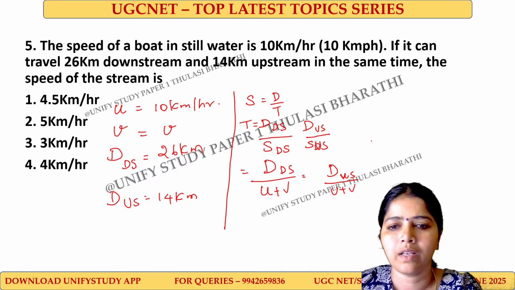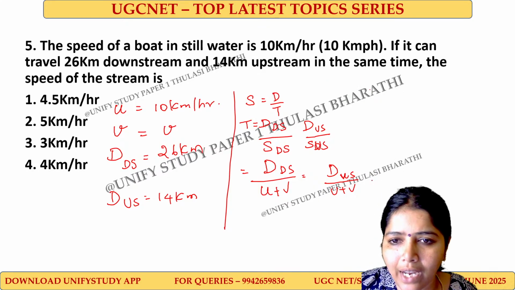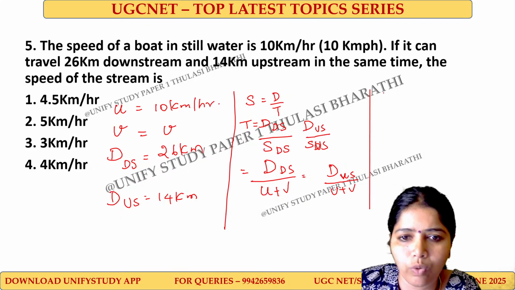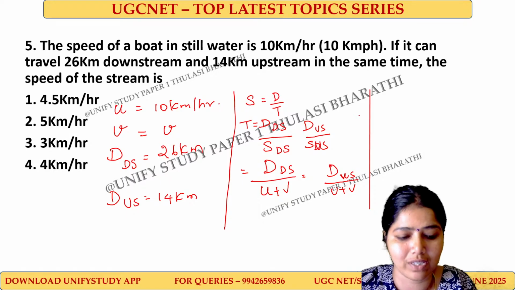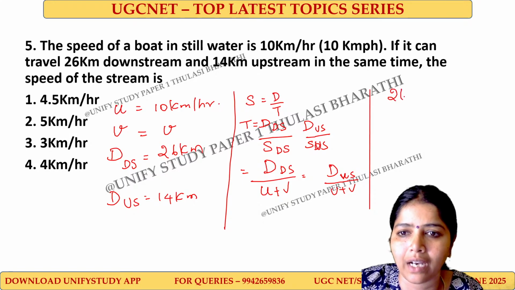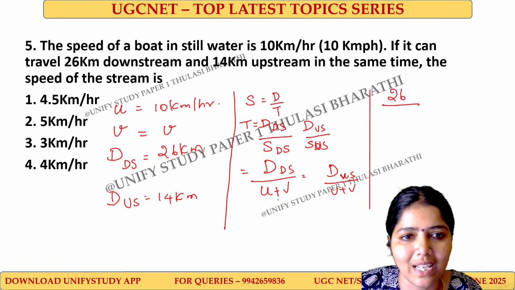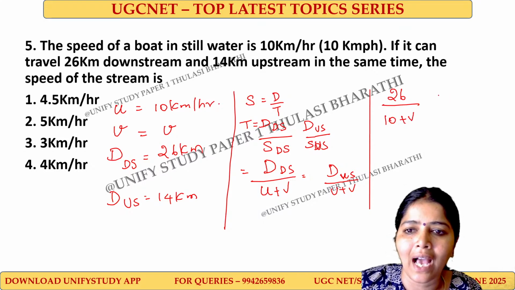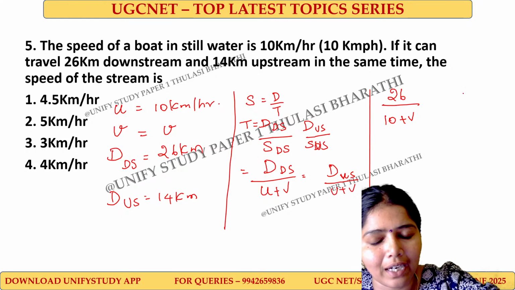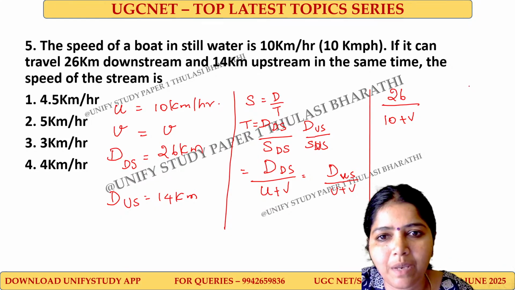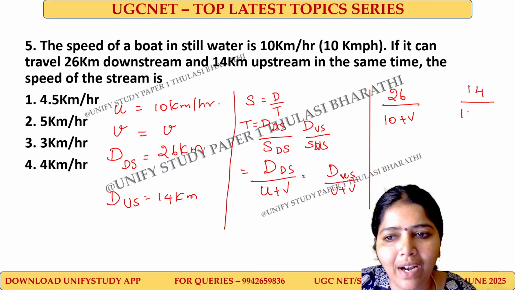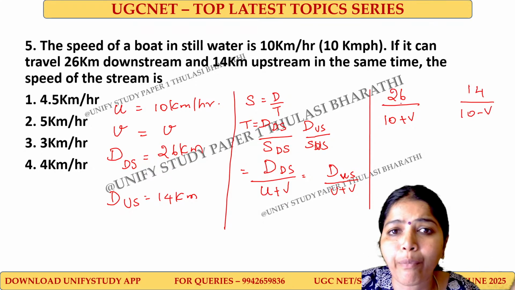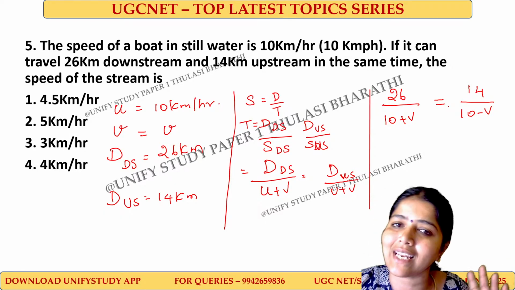Yes. So now I am going to substitute the values and place them here. What is the distance covered during the downstream? That is 26 km. What is u plus v with respect to downstream? That is 10 plus v. And for the upstream, it is 14 km divided by 10 minus v. Both the times are equal, so I can equate them.